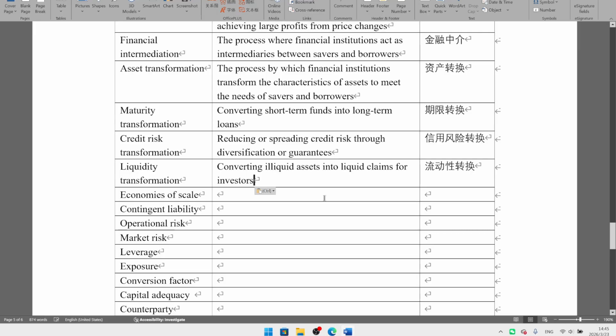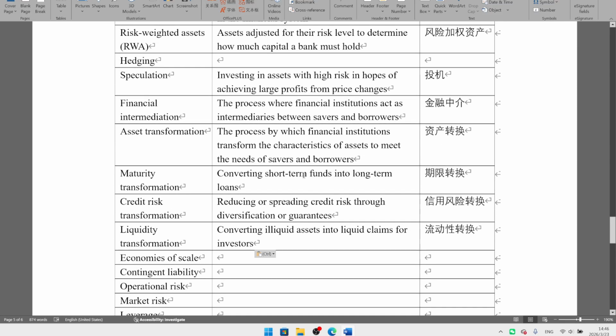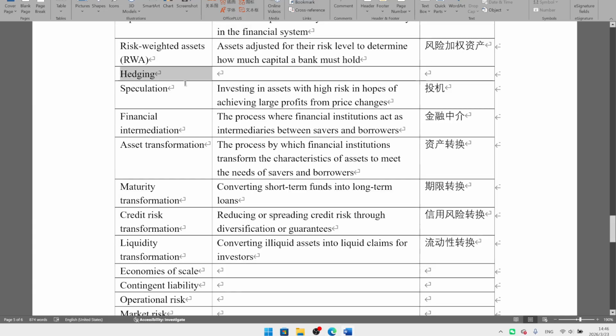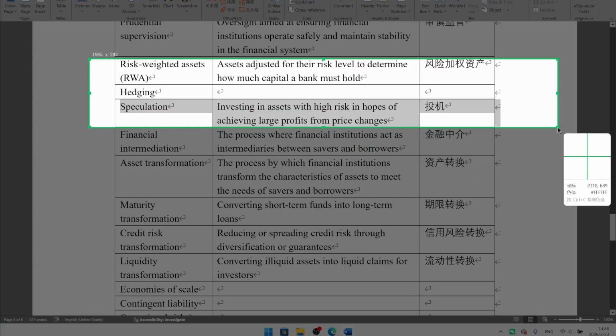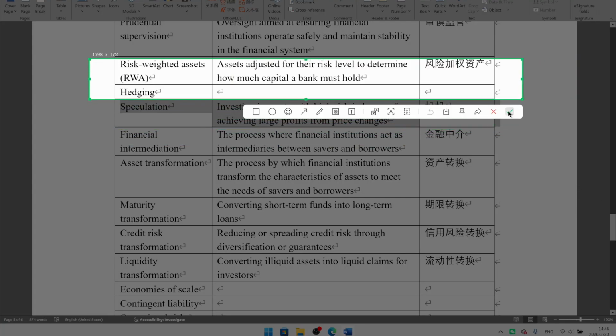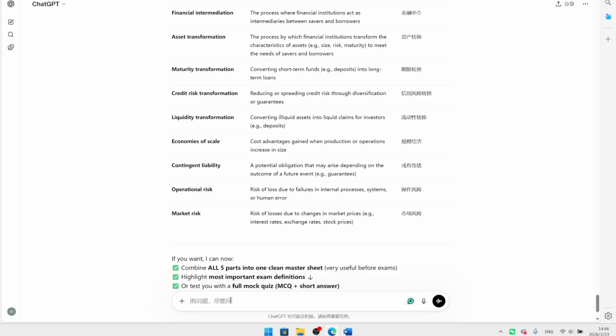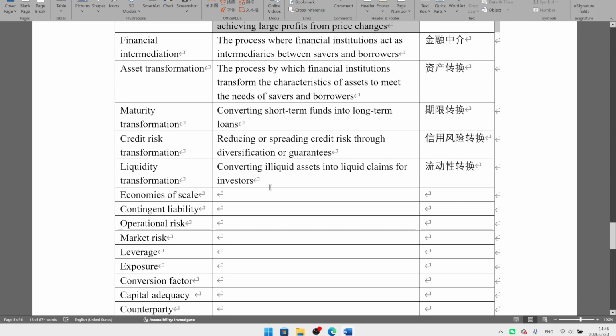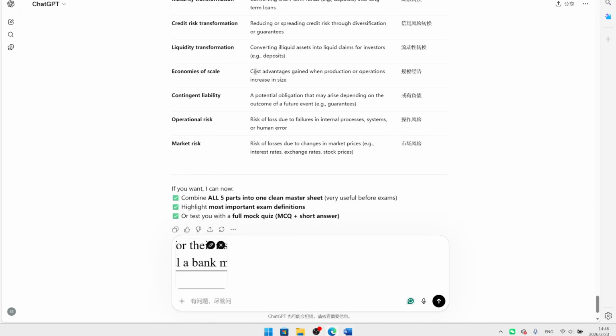Converting illiquid assets into liquid ones. So we need to put the hints here, but we are not supposed to use them now.